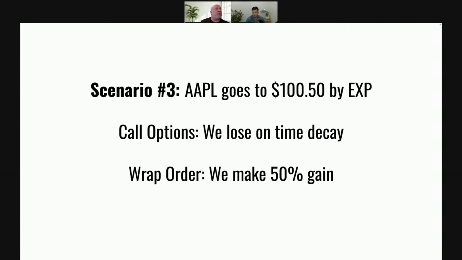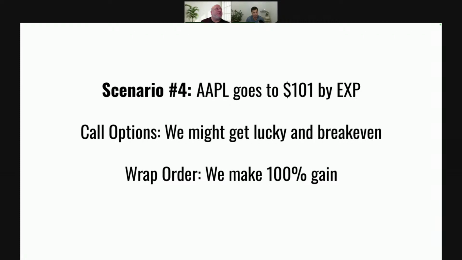If Apple barely moves, if it gains 50 cents in this example, with call options, again, you're going to be a loser. You're going to pay for time decay, that time premium eating against you, that silent cost. With the wrap order, you're actually going to make around 50% return on investment. It's pretty awesome. Scenario 4, let's say Apple goes to 101 by expiration. With the call options, you might get lucky and break even, although I doubt it. I bet you would lose money on time decay. Again, I had that example on Apple earlier where it gained 2% and I still lost money.